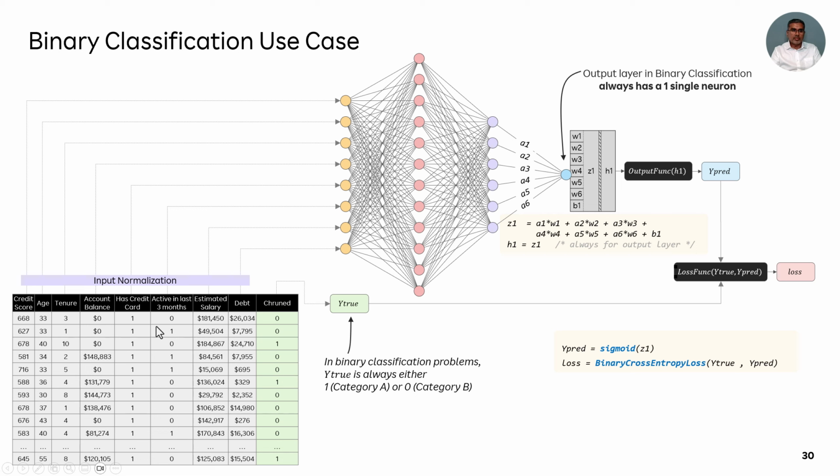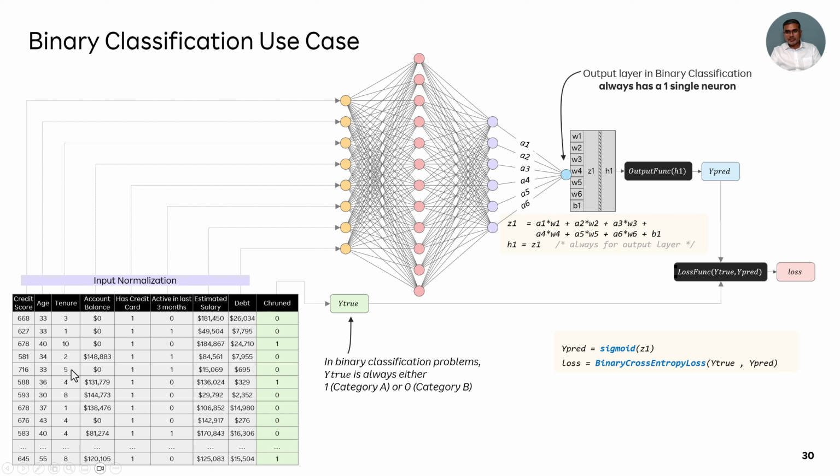This is very critical that we do, because if you see, the scale of the individual features is very different. The salary and debt are larger numbers. Whether they have a credit card or not is a binary number. Account balance is again a large number. Tenure is measured in years or months. It's a small number and so on.